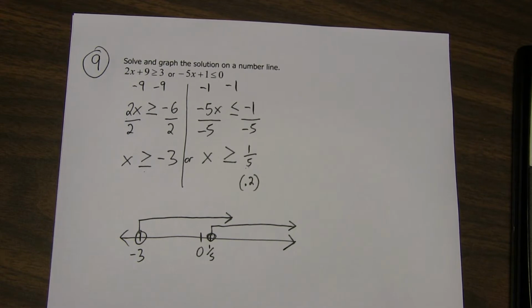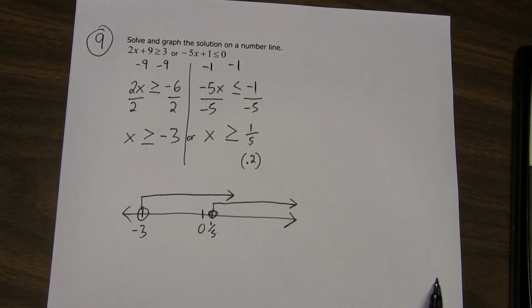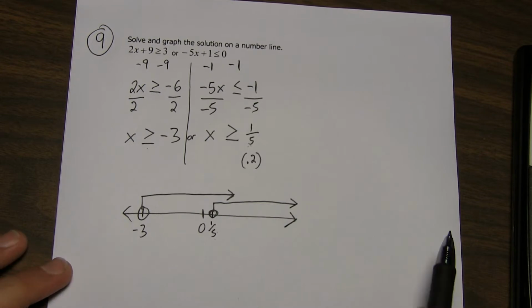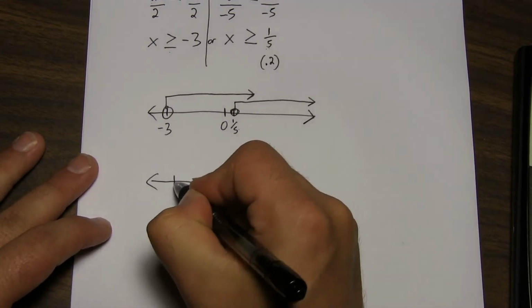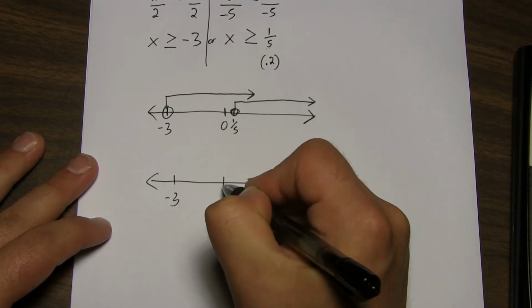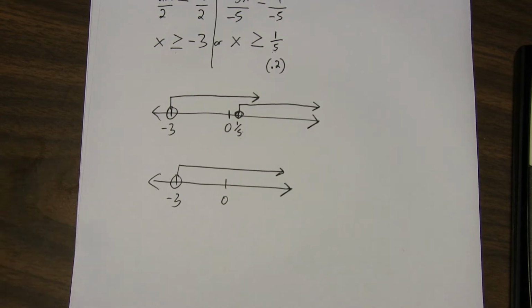Now something interesting happens here. Since all numbers that are greater than 1/5 are also greater than negative 3, this second piece of information becomes redundant. It's not needed. It doesn't add to what the solution of x is. So what we can do is simplify our graph as just x is greater than negative 3.